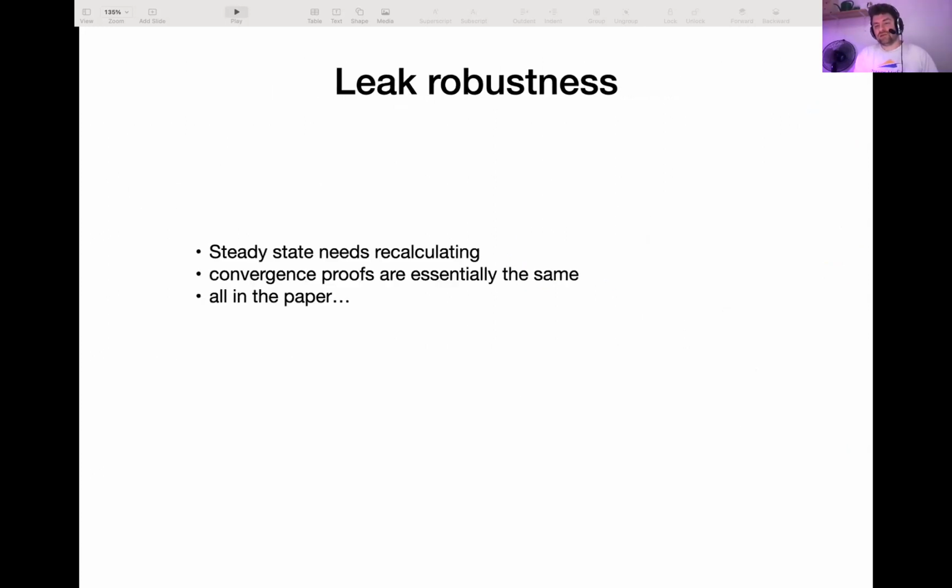And then also in the paper, we analyze everything that we just mentioned, but from the perspective of leak robustness. It's essentially more math, but the same phenomenon of amplification of the signal happens.